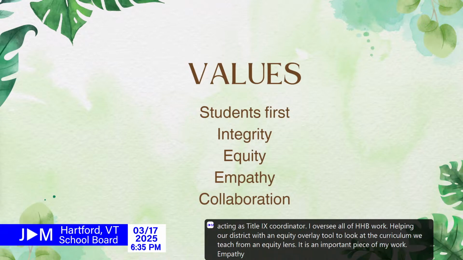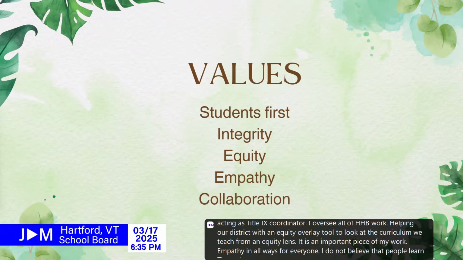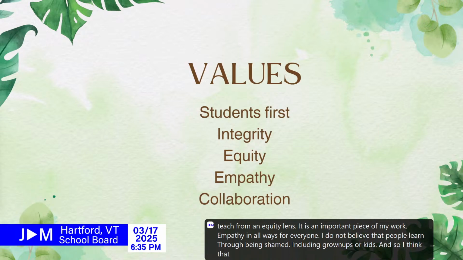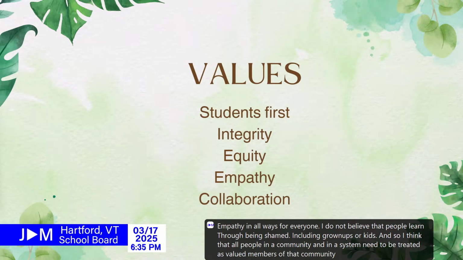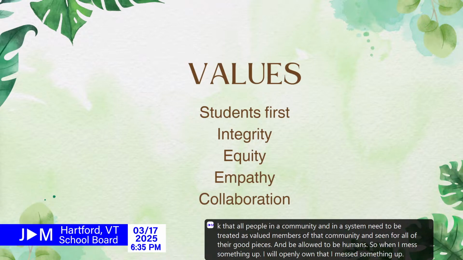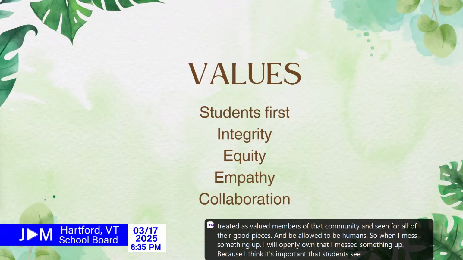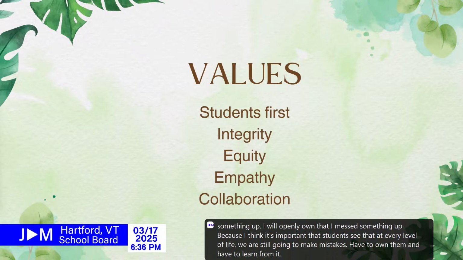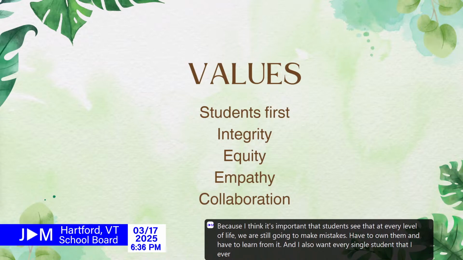Empathy in all ways for everyone. I do not believe that people learn through being shamed, including grown-ups or kids. And so I think that all people in a community and in a system need to be treated as valued members of that community and seen for all of their good pieces and be allowed to be humans. So when I mess something up, I will openly own that I messed something up, because I think it's important that students see that at every level of life, we are still going to make mistakes, have to own them and have to learn from it. And I also want every single student that I ever work with to know that there's space for them to be cared about, truly and deeply.